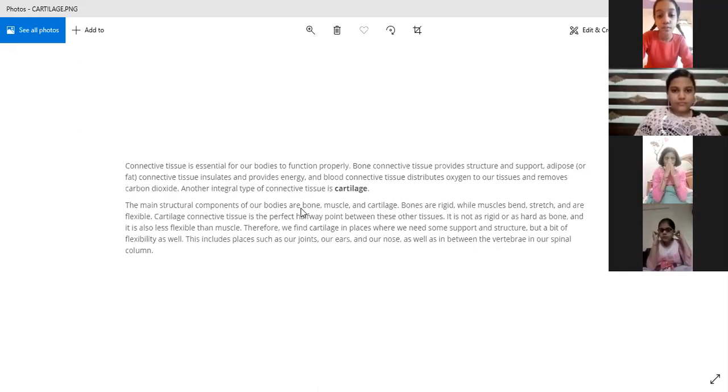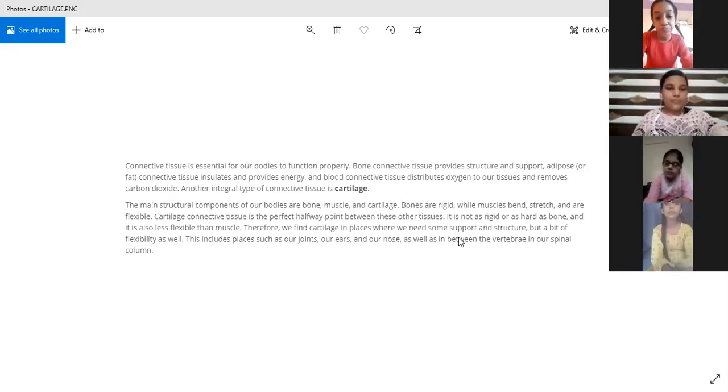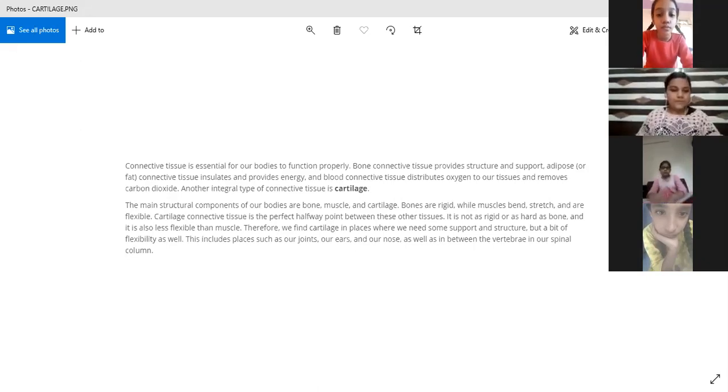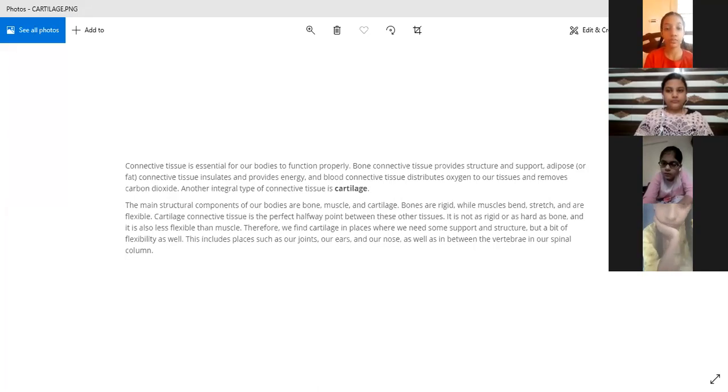Okay. Ruhani, you start from here. Which connective tissue is essential? Connective tissue is essential for our bodies to function properly. Bone contributes to the structure. Connective tissue provides structure and support.